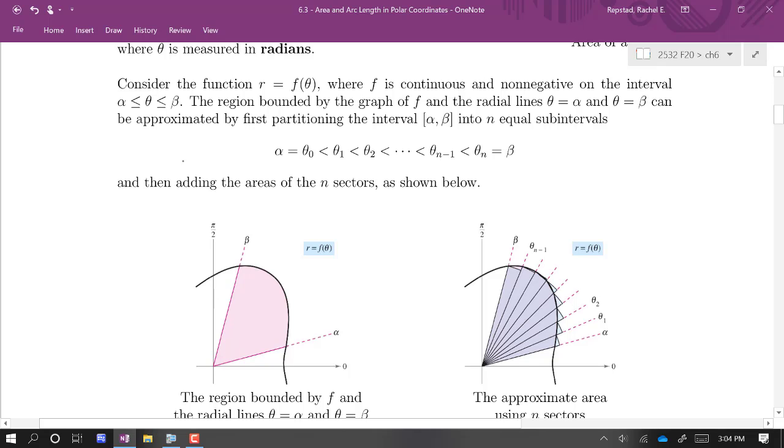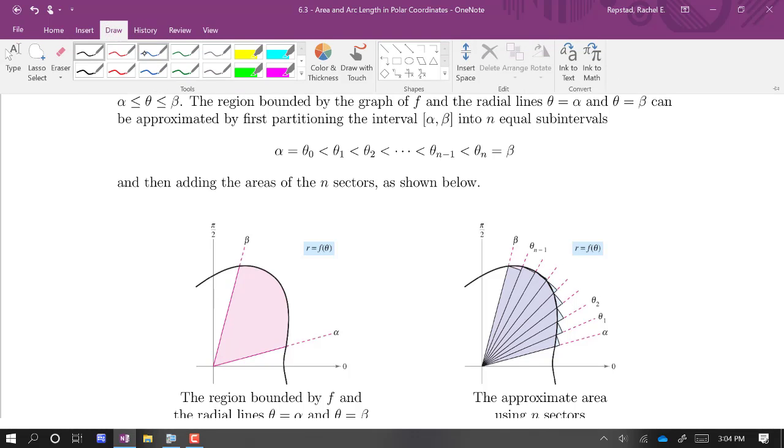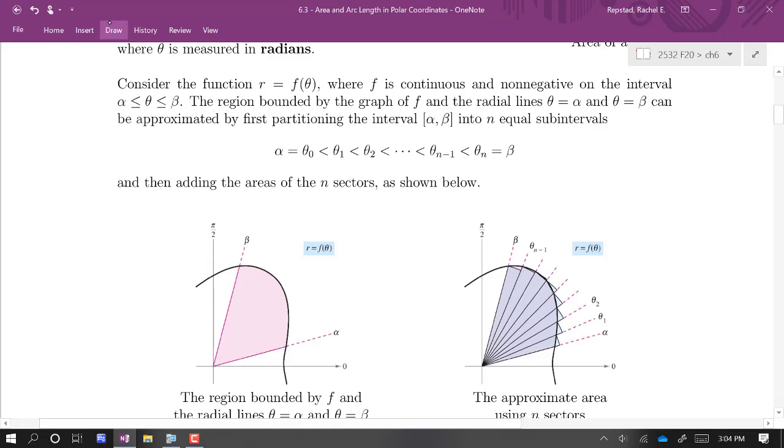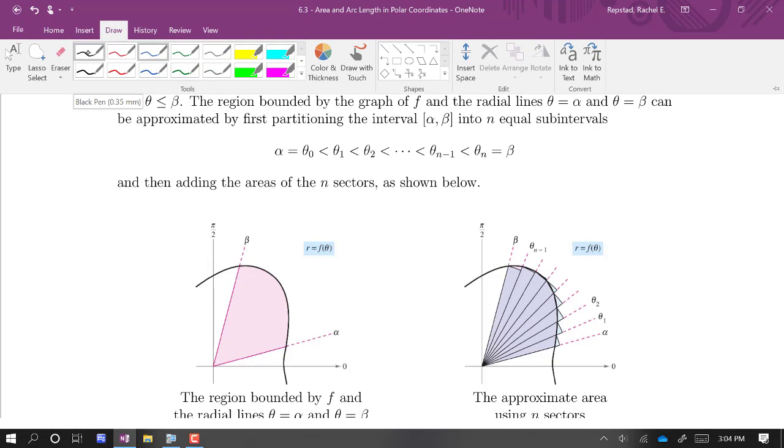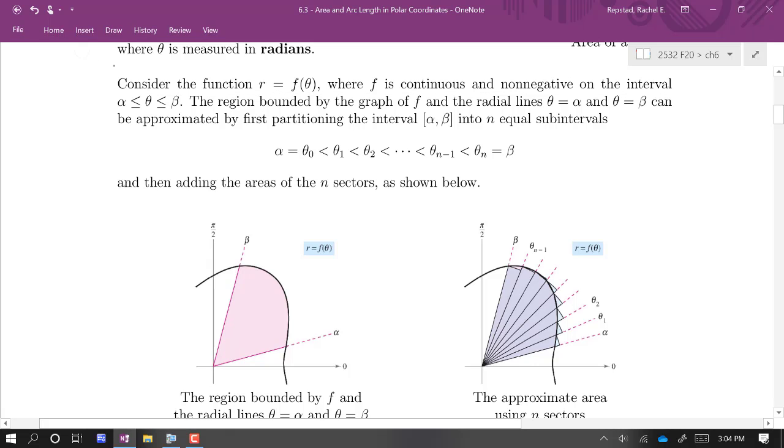So if I take a polar region, here on the left, this graph is some arbitrary polar region. And obviously, it's not a perfect circle, so it's not like we're looking at a sector. But what we do is we say we're going to approximate it with all these little sectors. That's what is shown in the figure on the right. These are a mix of circumscribed and inscribed sectors, and we know how to find the area of each one of those sectors.